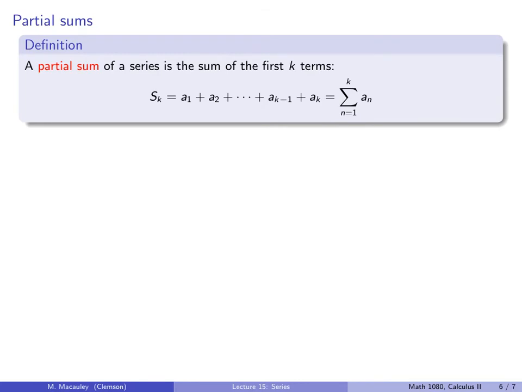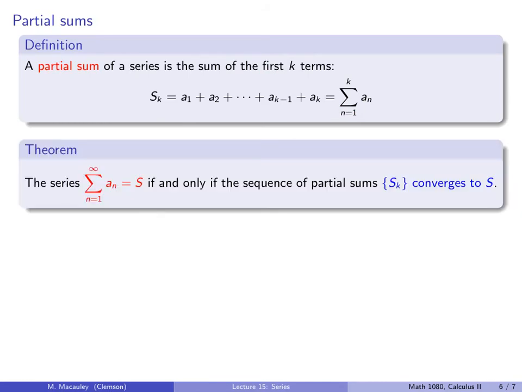To better understand series, we need a new definition. A partial sum of a series is just the sum of the first k terms. So if we have an infinite series, we can just add up the first k of them, and we get the partial sum S_k. And a basic theorem, and actually in advanced classes, this can even be taken to be the definition of convergence, but for now we'll take it as a theorem. A series converges to S if and only if the sequence of partial sums converges to S.